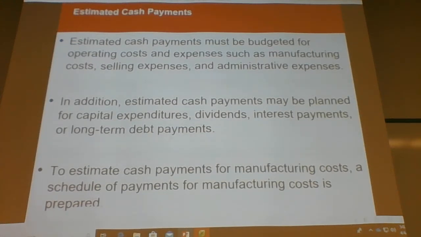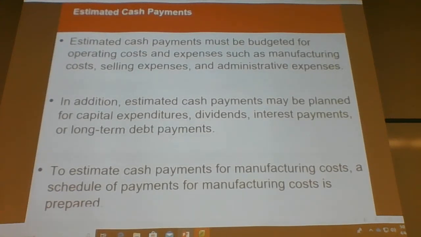Okay, so just like with cash receipts, we have to create a schedule that shows us how we are spending our money and when we're spending our money. It says here on the slide that estimated cash payments must be budgeted, and that makes sense. If we're not going to collect all of our money up front, we're probably not going to pay it all up front.